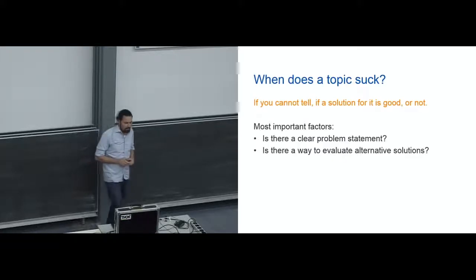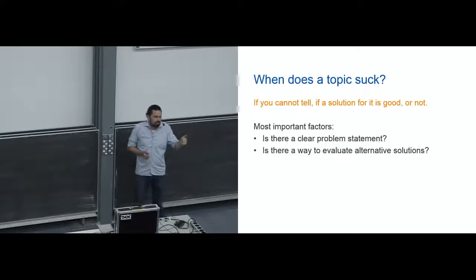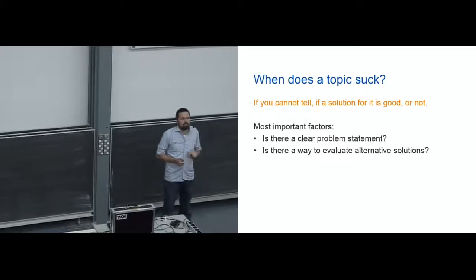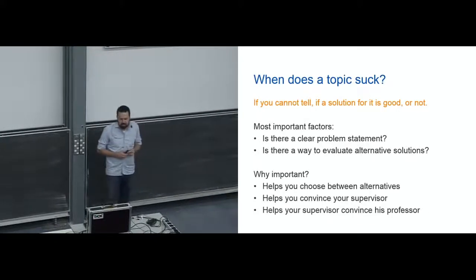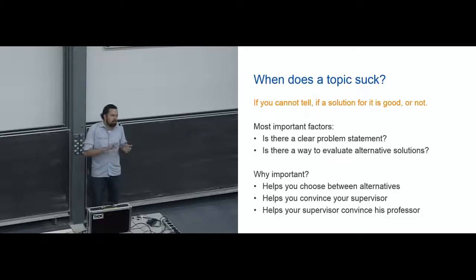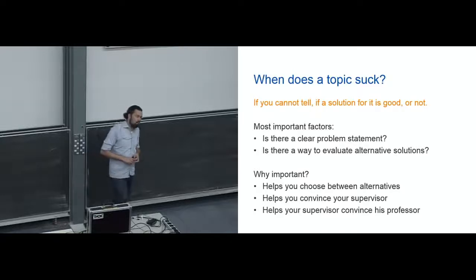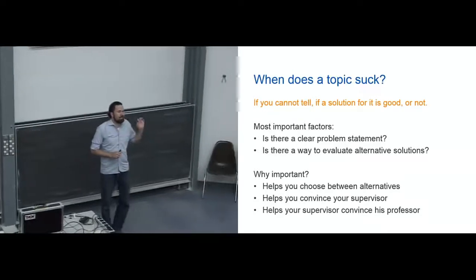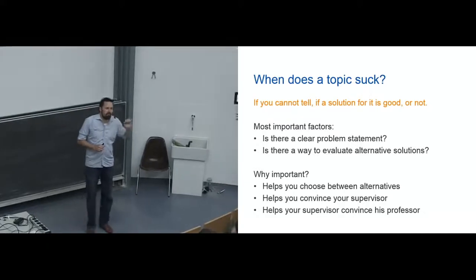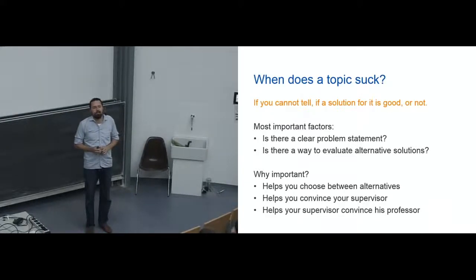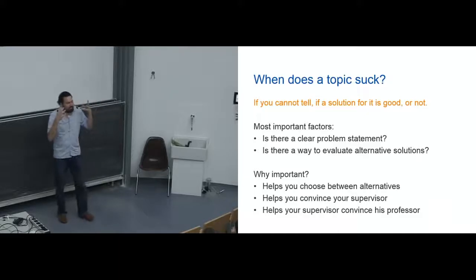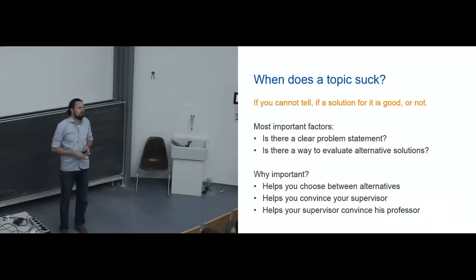And you can tell by: is there a very crisp problem statement? And is there a way to evaluate alternative solutions? And why is that important? Because it helps you choose between solution alternatives. This is probably the most obvious thing. It helps you convince your supervisor. And what is subtle but important, it helps your supervisor to convince his professor why he can give you a good mark. And if you need an opinion to say why the solution is good or not, this is much harder than if there's some obvious objective evidence why it's a good solution.